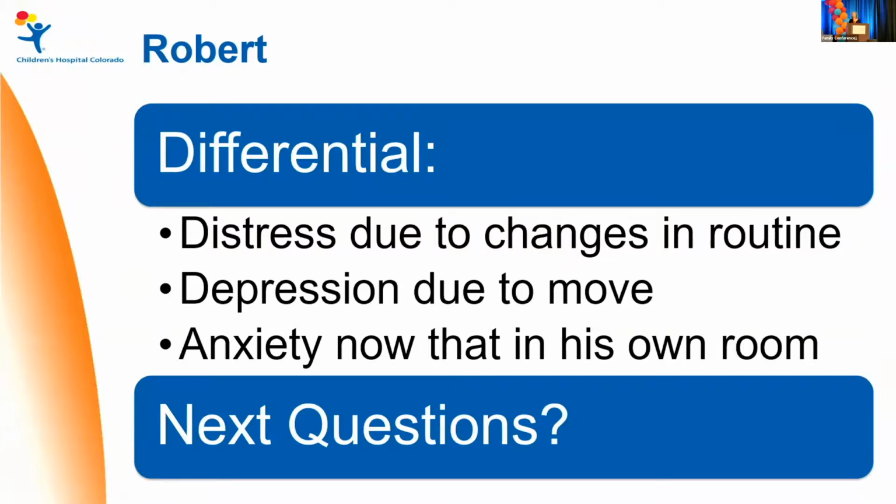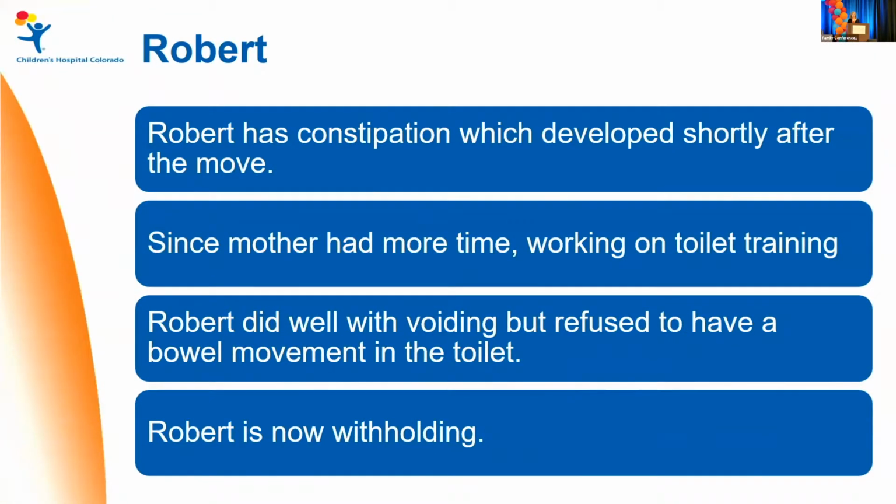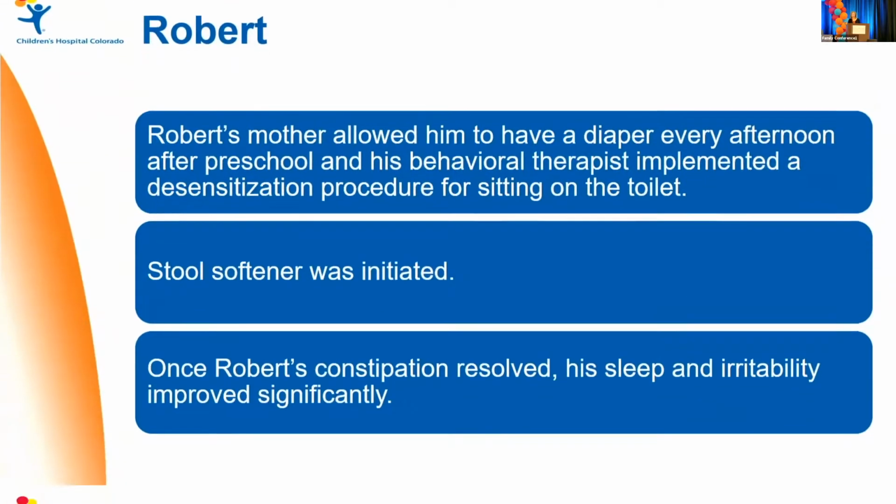But when you ask more questions, it turns out that his mom isn't working outside the home anymore, so she had more time, so she thought she'd potty train him. And he did really well with training for urine, but he was not pooping in that potty. And so he started withholding, and then he was really uncomfortable. And so that was waking him up at night. And for this particular child, working on the constipation helped their sleep, and helping their sleep helped their irritability, and things got better. But if you didn't ask enough questions, you could really miss that and put him on a medicine for depression when it really wasn't indicated.